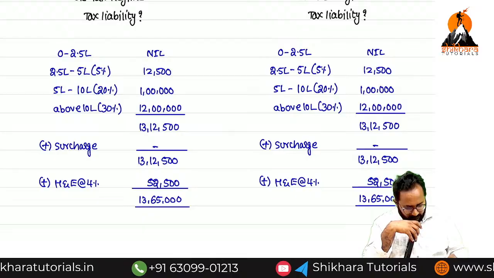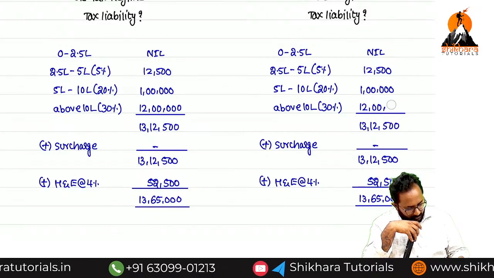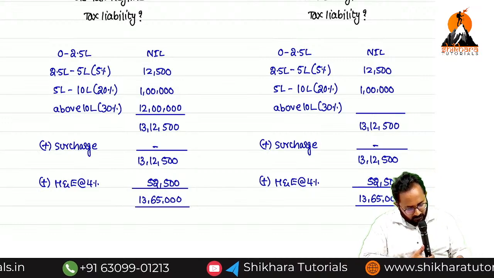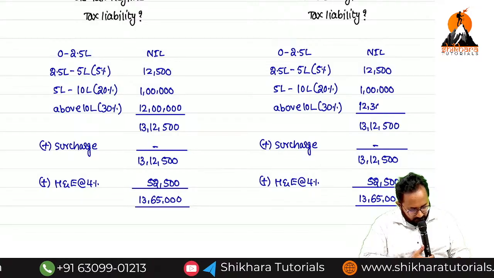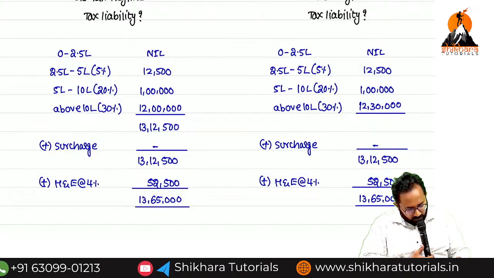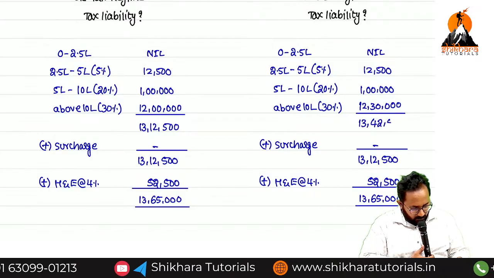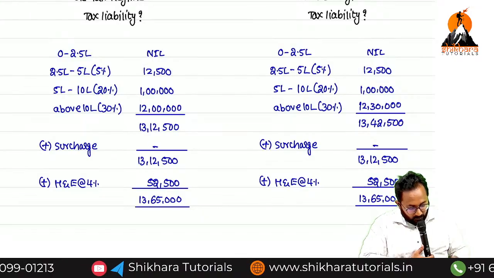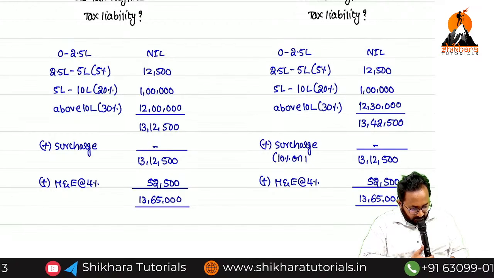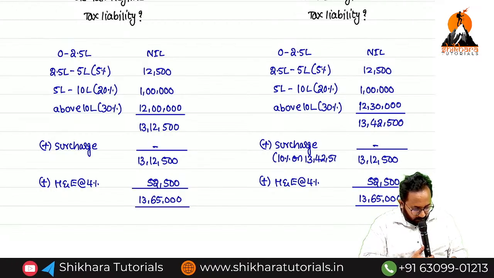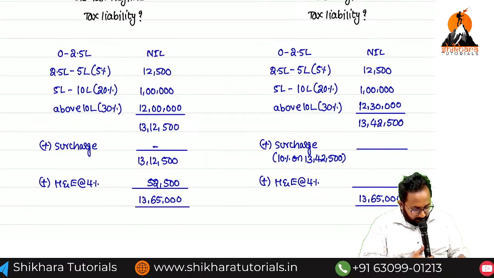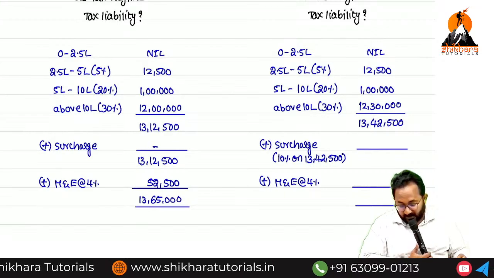Can you tell me where we haven't changed? Here we have to make a change. How much amount? 12,30,000. So total how much amount will you get? 13,42,500. And surcharge we have to apply. How much? 10% on 13,42,500. Remember, surcharge always is required to be applied on income tax liability.